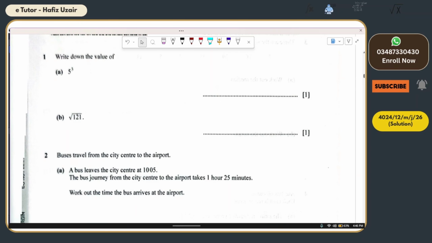Assalamu alaikum students. In this video we are going to solve 4024 paper 12 May June 2026. The paper quality is not up to the mark because this is a scanned copy. Okay, let's start.